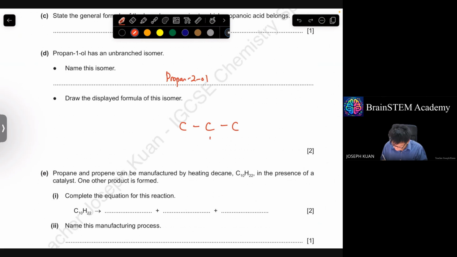So it is an alcohol, so that it has an OH functional group located at carbon 2. Then fill in the rest with hydrogen.